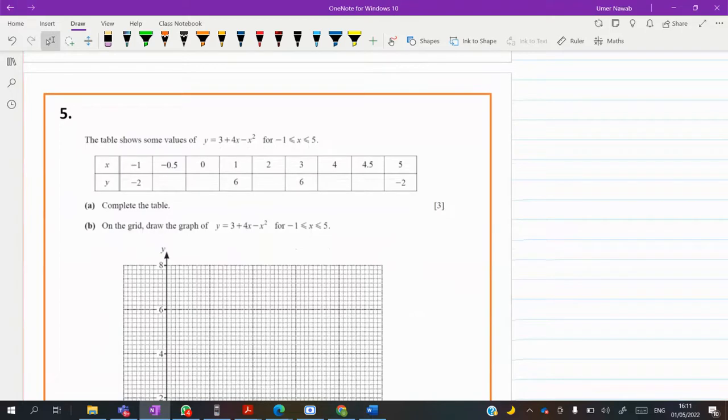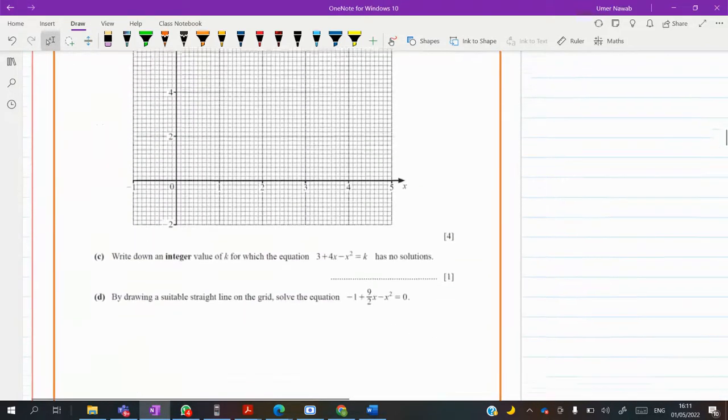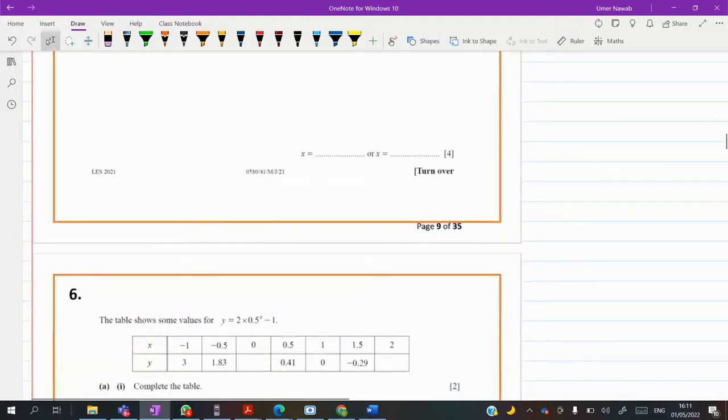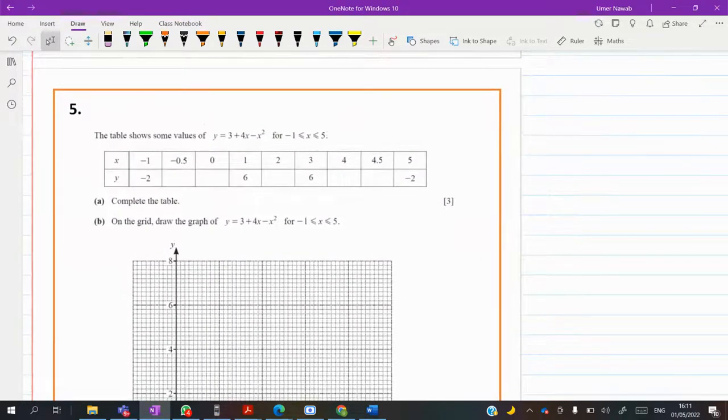Question number 5, guys, if you can look into it. Again, it's completing the table and drawing the curve. I will leave it to you. If you have any question, you may ask me later on. But I think this video session which I have given to you can give you an appropriate idea how to draw the graphs. Thank you, guys.